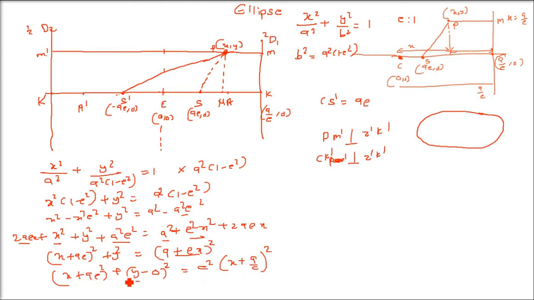So now what is this distance? This distance is the distance of xy from minus ae comma 0. That is x plus ae whole square plus y square, and this is the distance. This is only p s dash. Since it's not under root, we are making it a square. This is p s dash whole square equals e square.